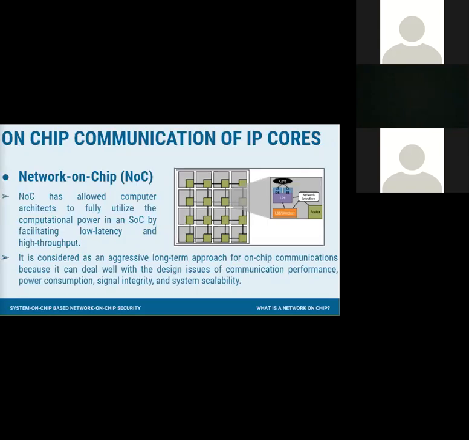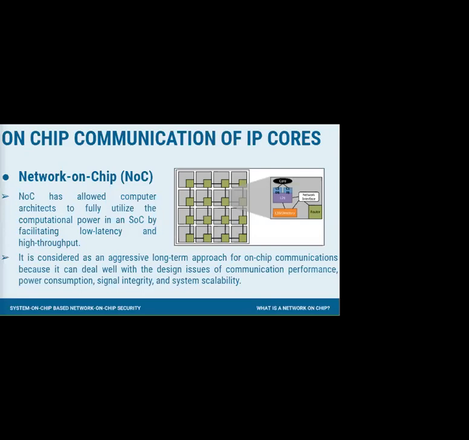So the network on chip has allowed computer architects to fully utilize the computational power in a system on chip by facilitating low latency and high throughput. It is considered an aggressive long-term approach for on-chip communication because it can deal well with the design issues of communication, performance, power consumption, signal integrity, and system scalability.